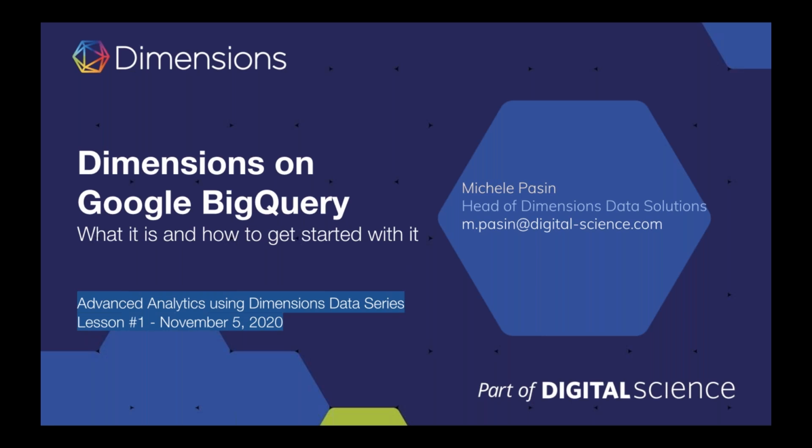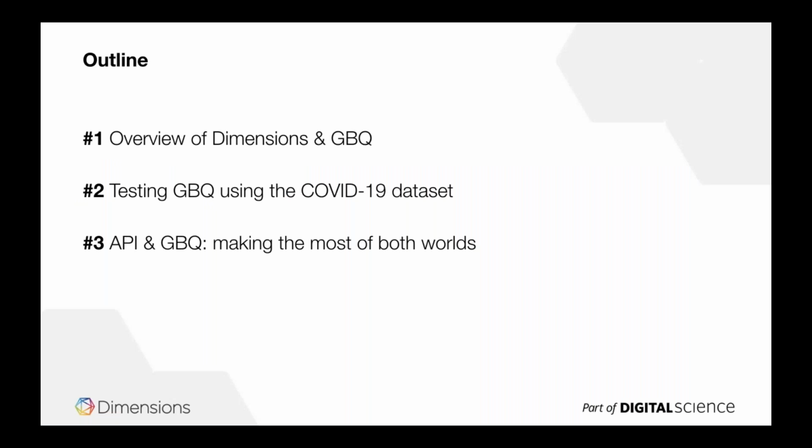I know some of you have been following us a few months ago, the previous series of trainings, and we talked primarily about the API, the Dimensions DSL, Dimensions Search Language. So for those of you who are already familiar with the API, we'll be having a look at the differences between the API and Google BigQuery, and in particular, how to make the most of both platforms.